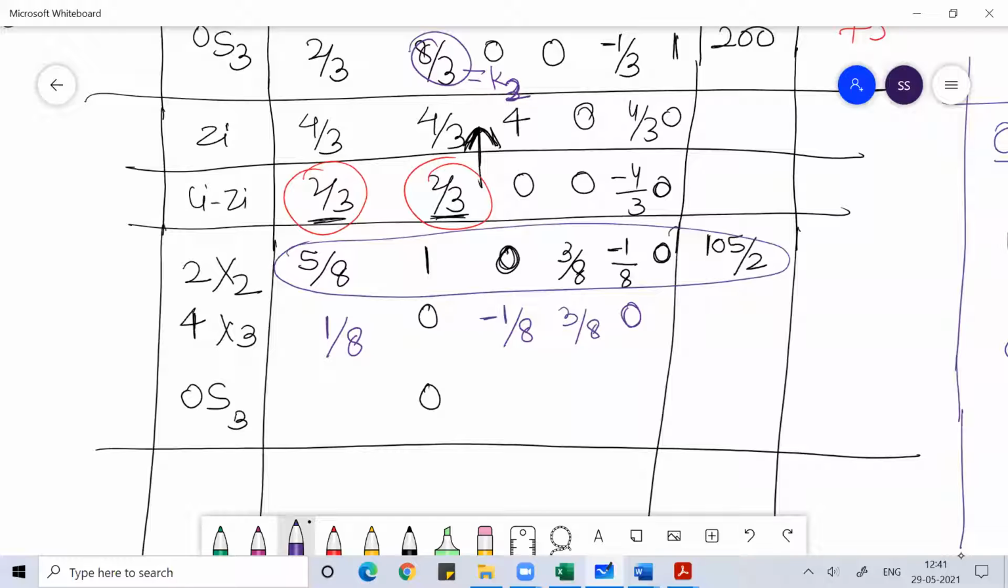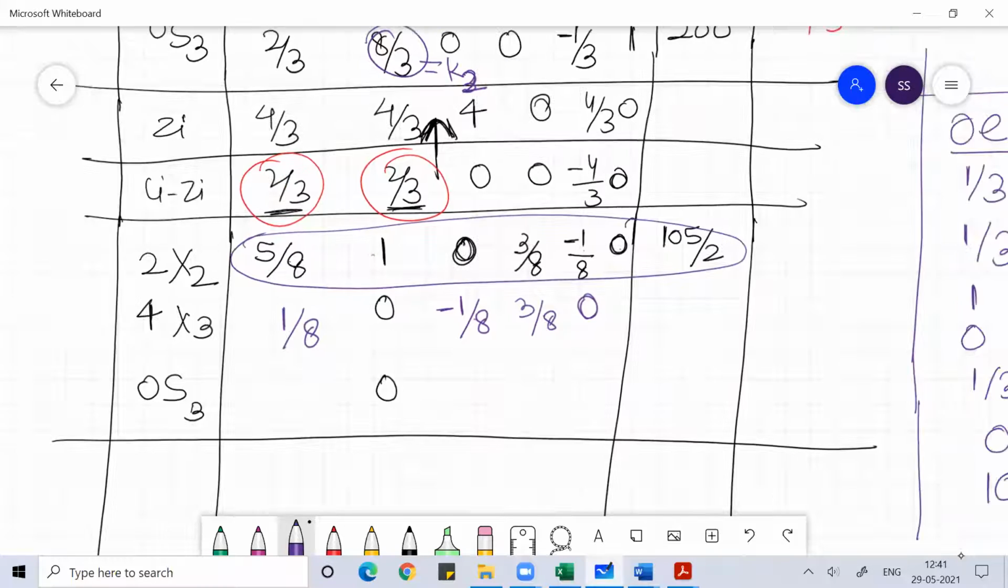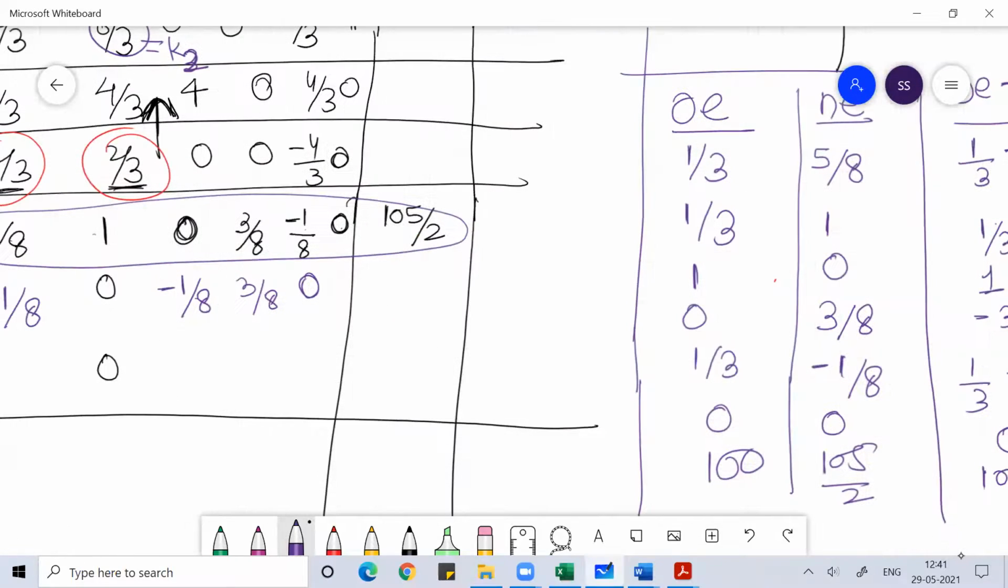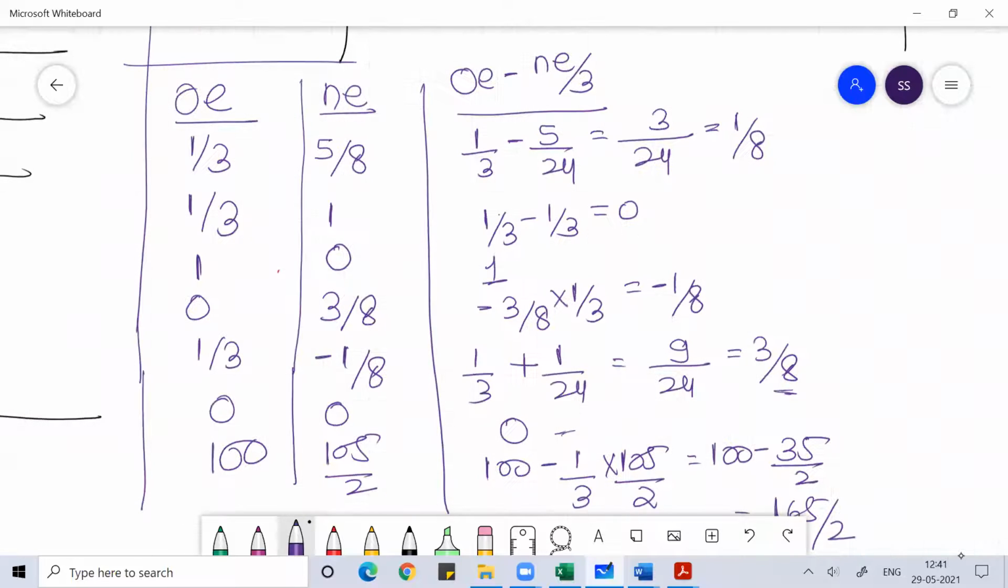1, 2, 3, 4, 5, 6, right? Then last one is 165 by 2. That was last one, 165 by 2. So there should be 6 values, 1, 2, 3, 4, 5, 6.